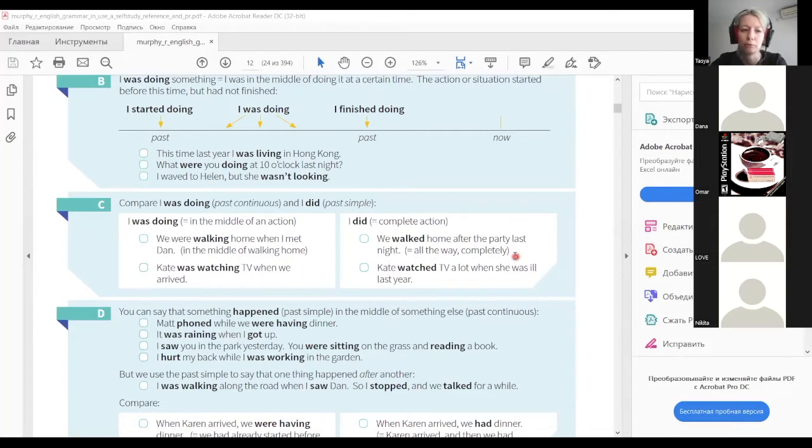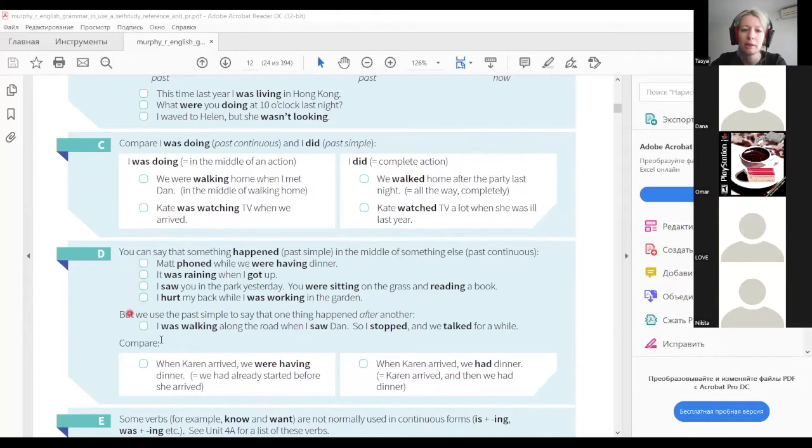Дошли. Or Kate was watching TV when we arrived. Kate watched TV a lot when she was ill last year. Просто как statement, complete action. Это подчеркиваем длительность этого действия. Ну, вот это правило, которое, я думаю, вы абсолютно все проходили. Matt phoned while we were having dinner. It was raining when I got up, etc., etc.